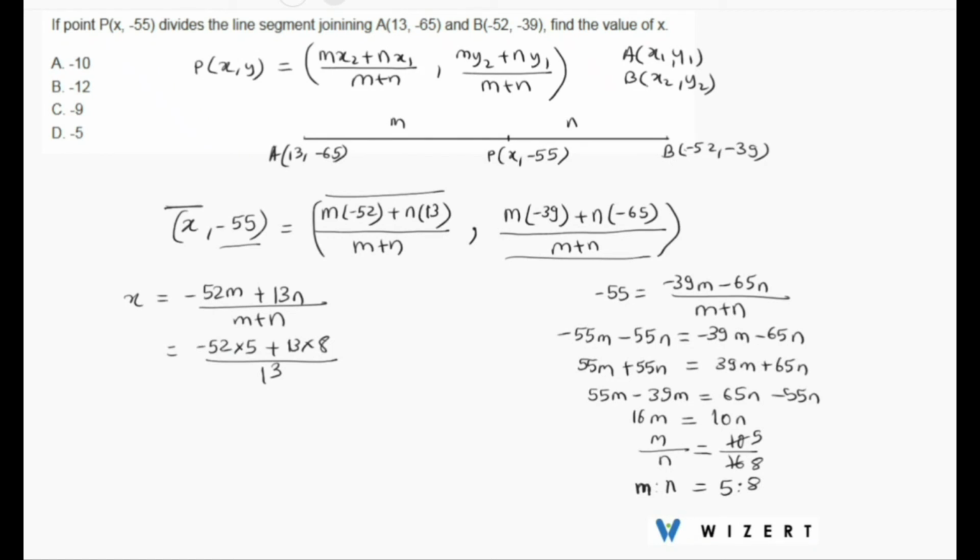So we can take 13 common out of all the terms in the numerator. Let's try that. 13 fours are 52. So 13 multiplied by minus 20 plus 13 multiplied by 8, divided by 13. So we can cancel out all these 13 numbers. So we are left with minus 20 plus 8, which is equal to minus 12. So we get the value of x as minus 12. Let's look at the options. Yes, the answer is option B.